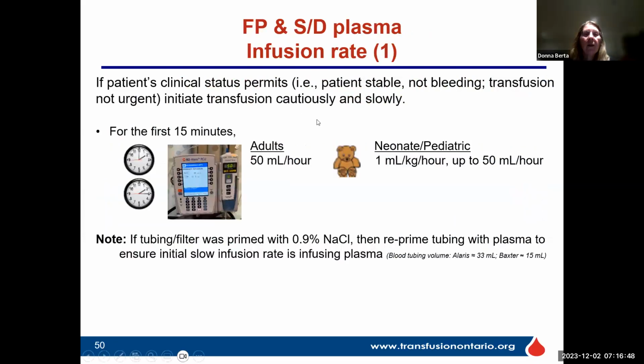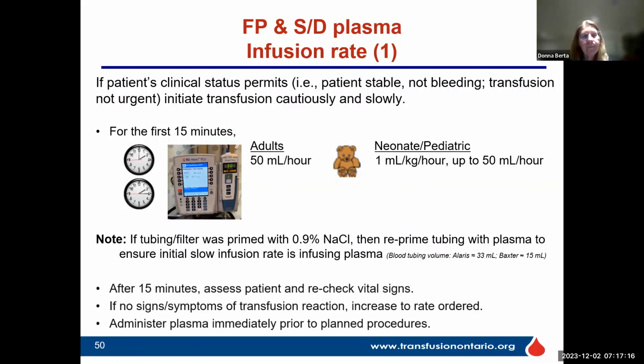What is the infusion rate? So again, if it's not a massive hemorrhage protocol, it's always best to initiate transfusion cautiously and slowly. So for the first 15 minutes for adults, 50 mils an hour. For kids or neonates, 1 mil per kilo per hour, up to 50 mils per hour. I do want to point out, if you prime the tubing with saline, then you have to reprime it with plasma or with any other blood product that you might be infusing to ensure that slow rate is infusing the blood. Again, same as usual.